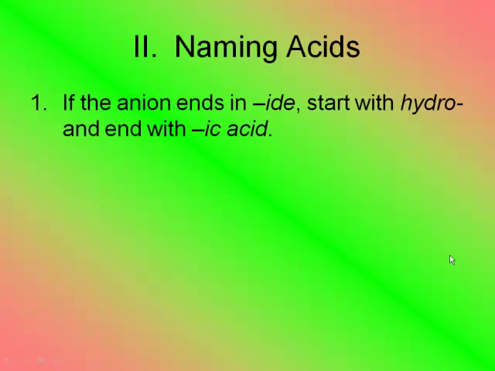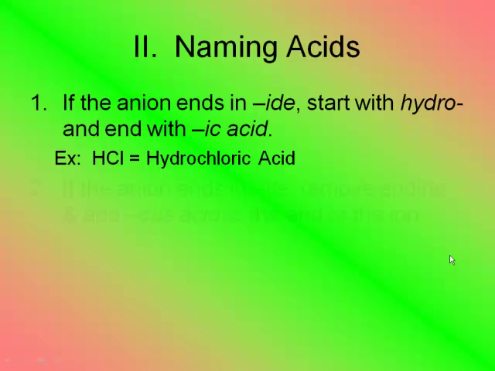So there are 3 types of acids that we're going to name. The first one is if the anion ends in IDE, like chloride, bromide, fluoride, etc., then the name starts with hydro and ends with ic acid. For example, hydrogen chloride becomes hydrochloric acid. Okay, so Cl is chloride, so we turn that into ic acid, and we put hydro on the front, so it becomes hydrochloric acid. HI would be hydroiodic acid. HF, hydrofluoric acid, etc.